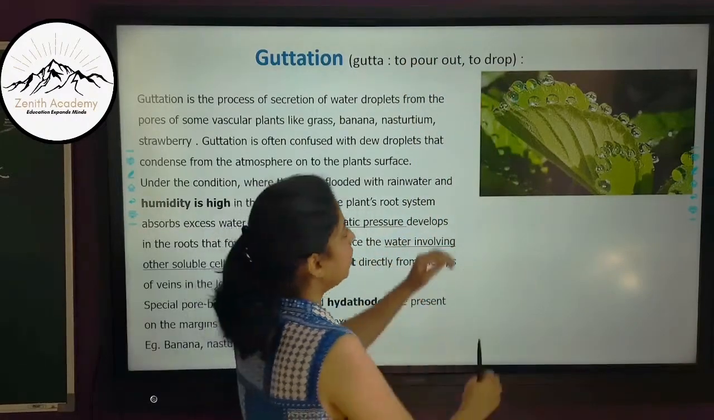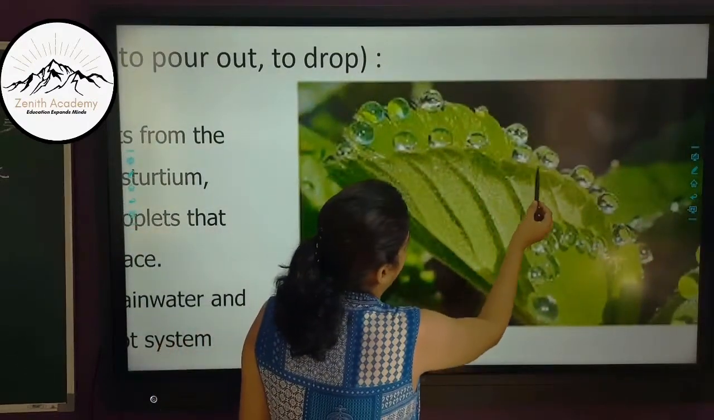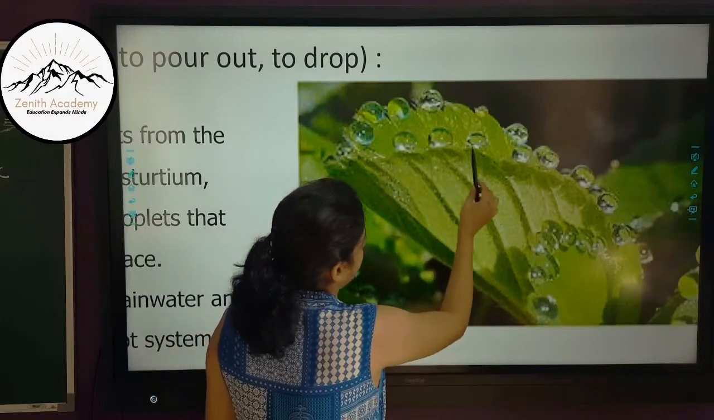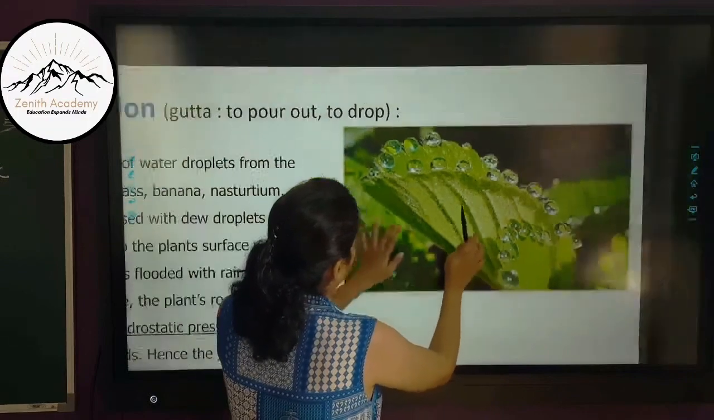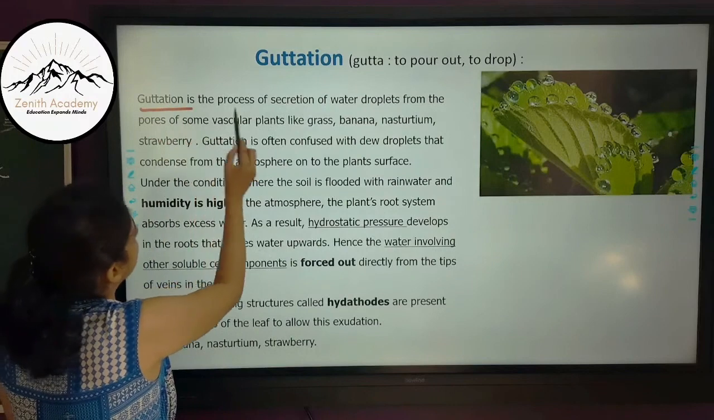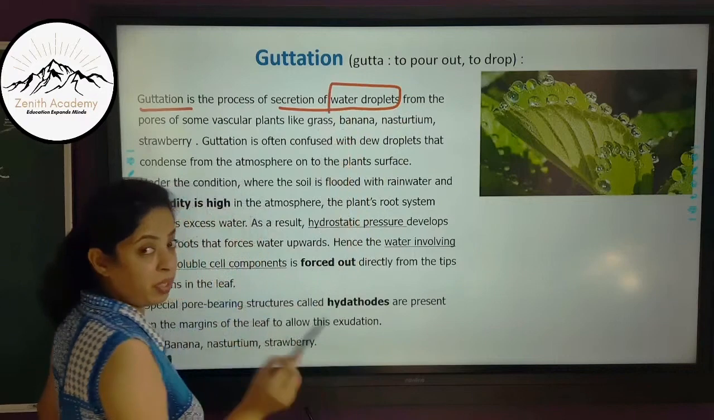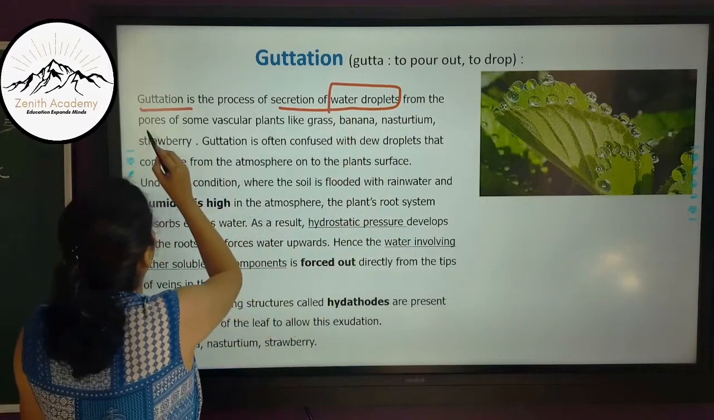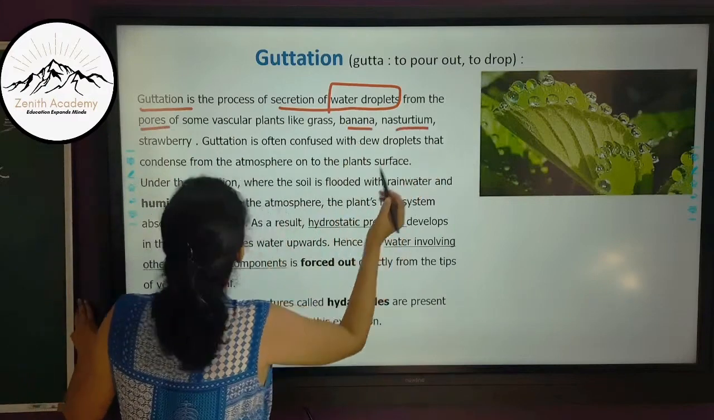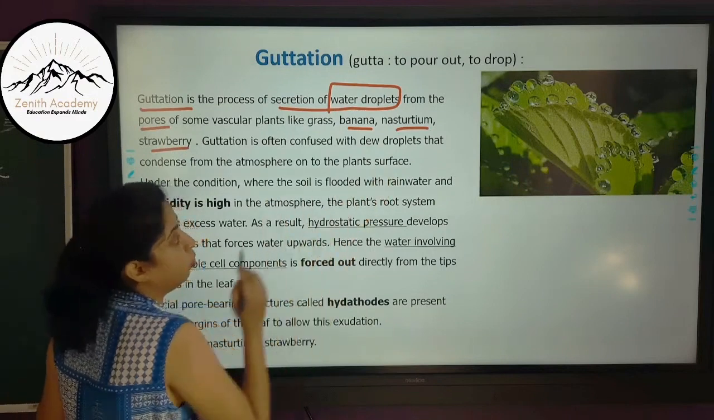So, students, are you able to see this picture out here? These water droplets, which are there at the end of these veins. So, at a particular place, these water droplets are. So let's talk about what it is. Guttation is the process of secretion of water droplets. Mind it, this is not water vapor, these are water droplets from the pores of some vascular plants like grass, banana, nasturtium, strawberry.